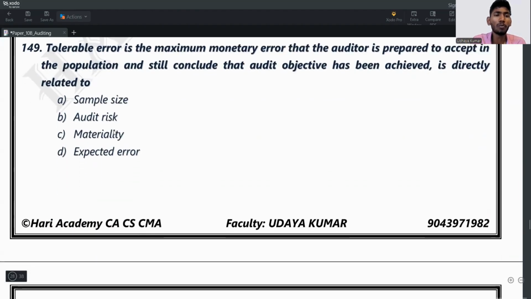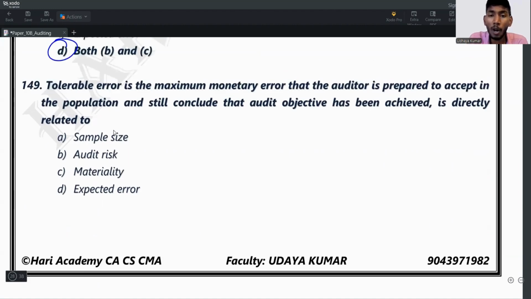Next, moving to question 149. Tolerable error is the maximum monetary error that the auditor is prepared to accept in the population and still conclude the audit objective has been achieved. It is directly related to what? Here the tolerable error is closely related to the concept of materiality in auditing, because materiality refers to the significance of financial information and the threshold set by auditors regarding errors that could influence the decision making of users of the financial statements. The total tolerable error indicates the maximum acceptable error in the population, which is based on materiality. So the right option is materiality, right?